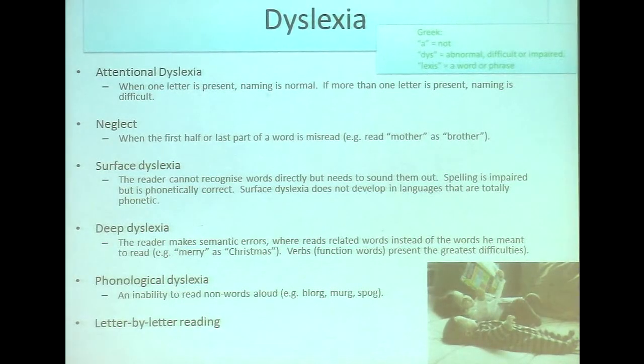Then you get phonological dyslexia, which is an inability to read non-words aloud. Words like blog, merg, spog. There are no such words, but we can read them because you know how to read words that you've never seen before. But somebody with phonological dyslexia won't be able to do that. And then you get letter by letter reading, when the reader spells words out to himself. And obviously that slows the person down tremendously.